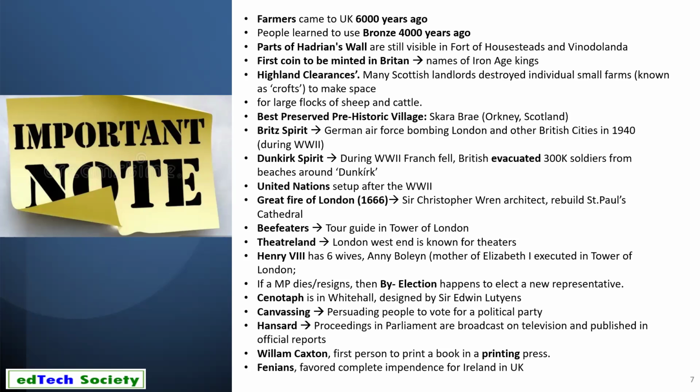Hansard is basically a report of proceedings in parliament, which are broadcast on television. It used to be published in newspapers also. It's called Hansard. William Caxton was the first person to print a book on a printing press. The Fenians favoured complete independence for Ireland from the UK, but due to some groups of people, it didn't happen. And there is another term that is famous in the UK, the Troubles. So these events are sometimes called the Troubles also.